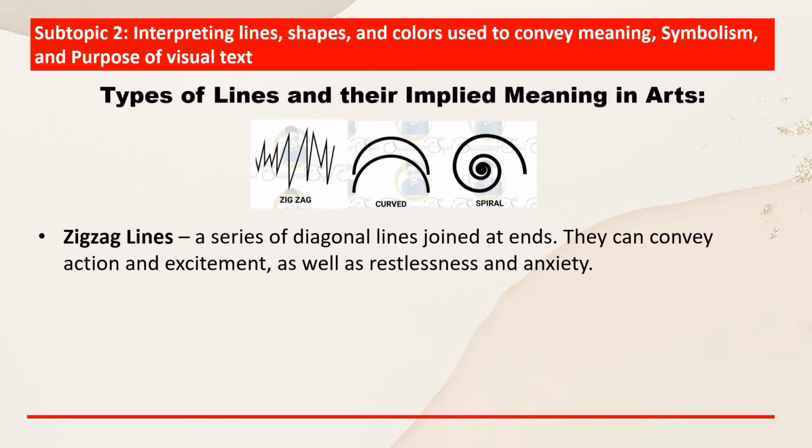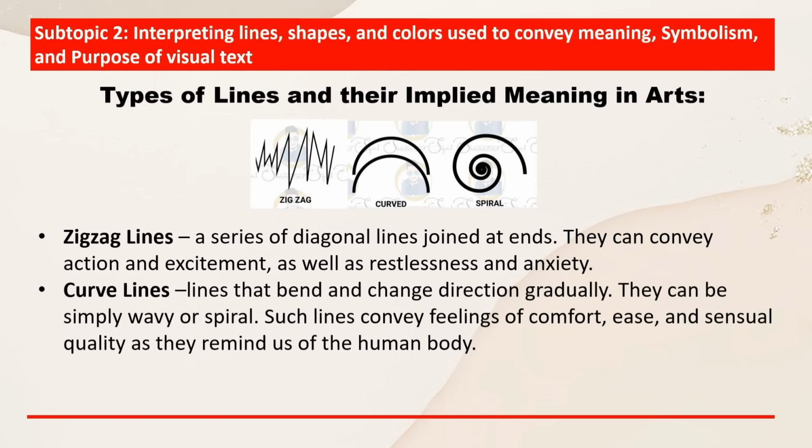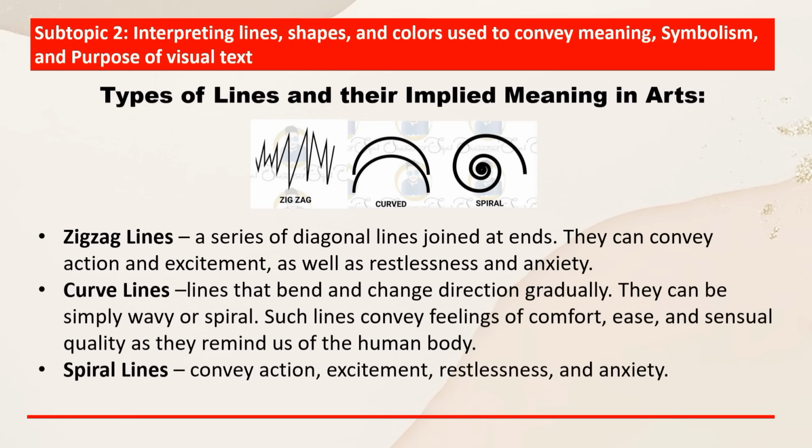Zigzag lines, a series of diagonal lines joined at ends. They can convey action and excitement, as well as restlessness and anxiety. Curved lines, lines that bend and change direction gradually. They can be simply wavy or spiral. Such lines convey feelings of comfort, ease, and sensual quality as they remind us of the human body. Spiral lines convey action, excitement, restlessness, and anxiety.